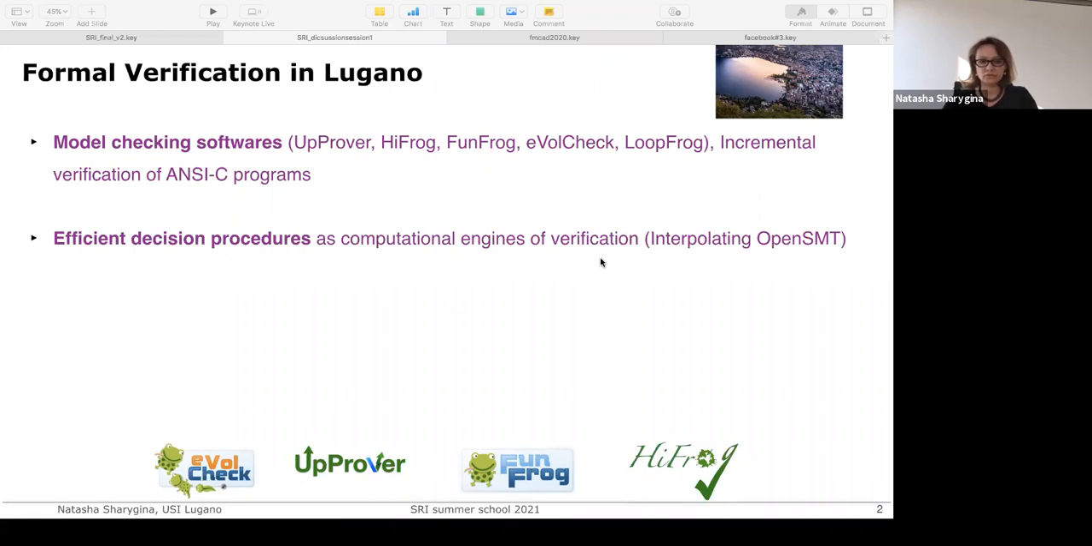So we do have a lot of tools over the years. Here's the list of some of them. In this school, naturally, I don't have time to talk about everything, so I decided to focus on a couple, namely HiFrog and UpProver. They share a lot of similarities in terms of the way the symbolic abstractions of the systems are constructed, so it's quite easy to explain them together. But we do have other things.